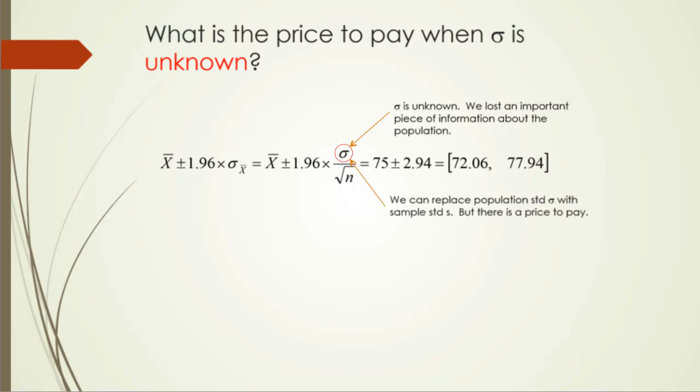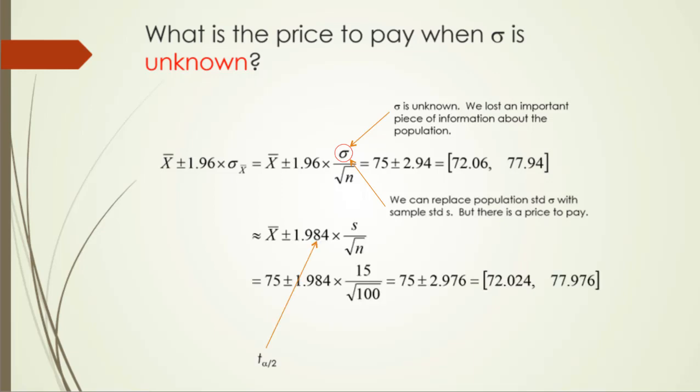Because population standard deviation is not given to us, we would have to replace it using the sample standard deviation, that is small letter s. We lost an important piece of information about the population. We would have to pay a price to attain the same amount of confidence level.